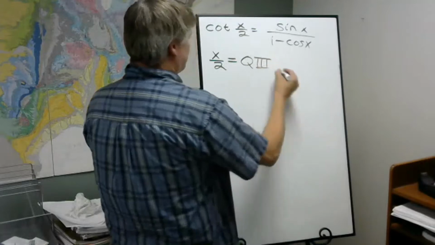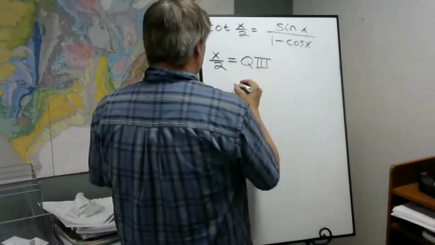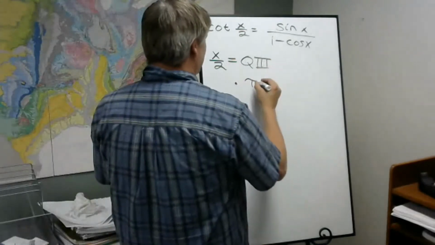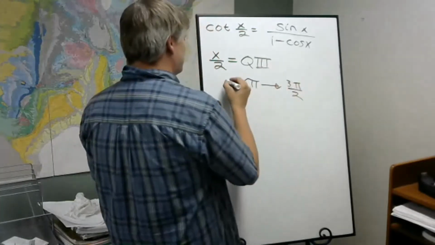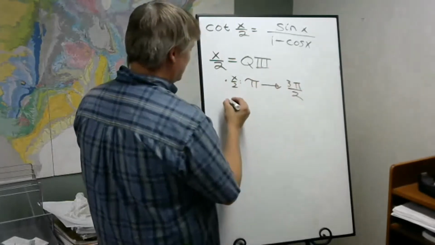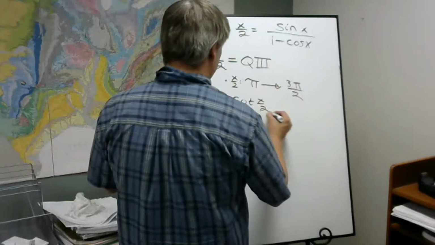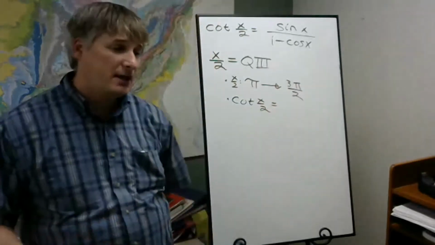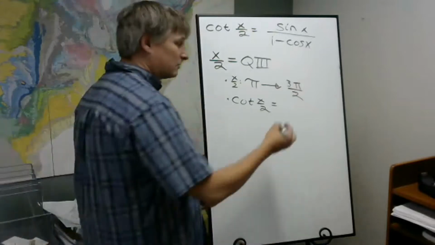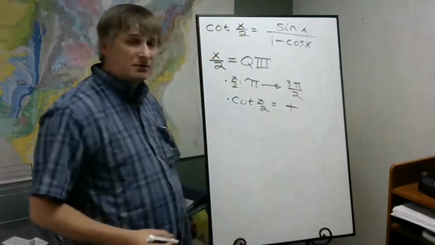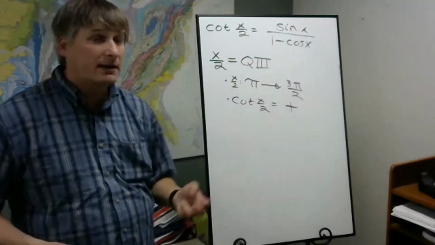So let's say we're in Q3. Well, what's happening in Q3? Well, we're going from pi to 3 pi over 2. This is x over 2. So that means the cotangent in this quadrant, if you take your x-coordinate and divide by your y-coordinate, you're dividing a negative by a negative. Your cotangent is positive. So now, is this going to come out positive? Let's find out.